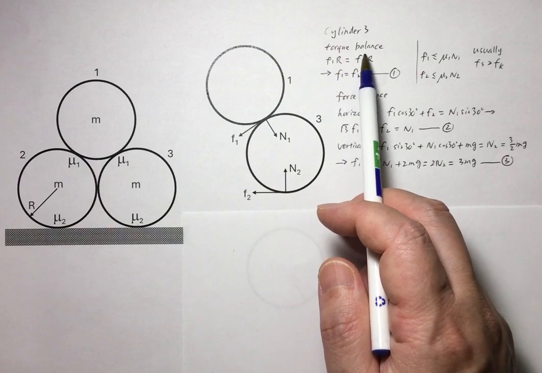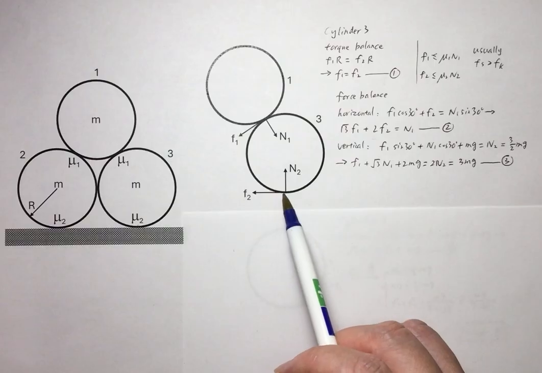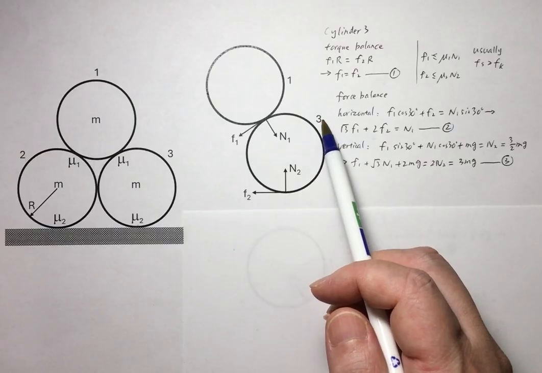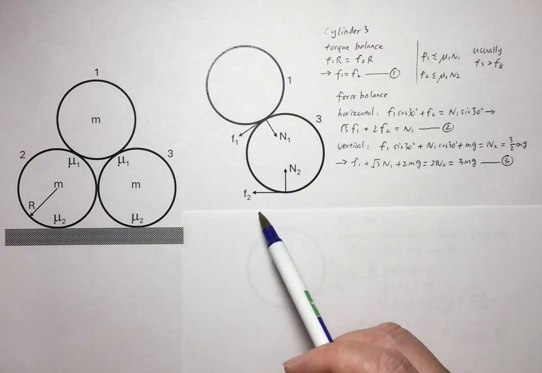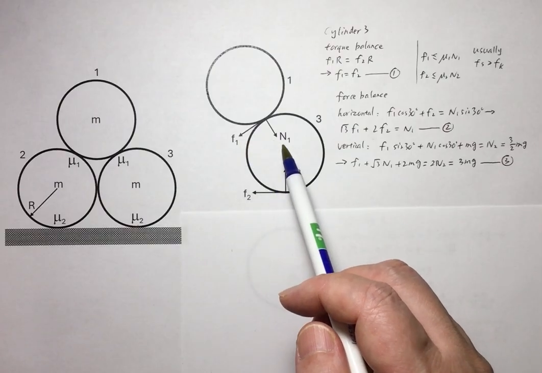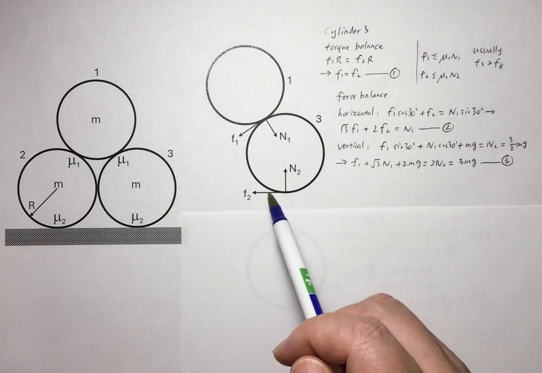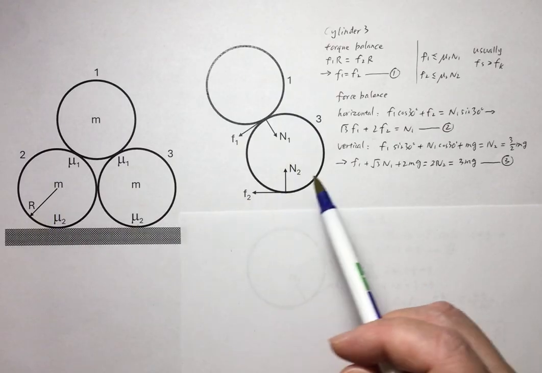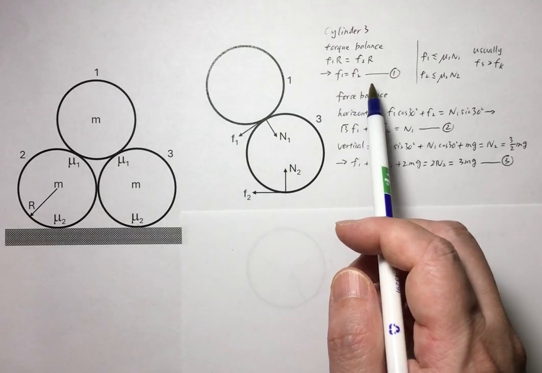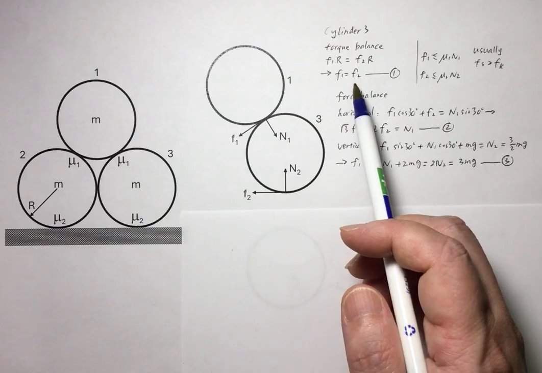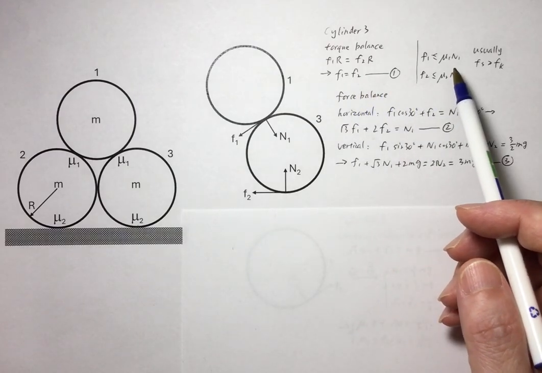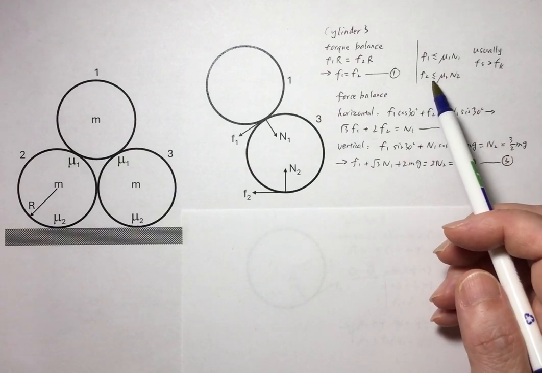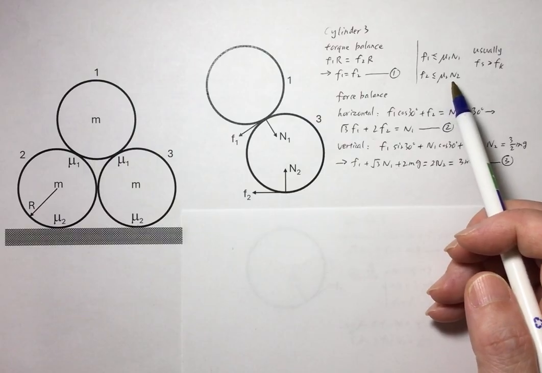So first we look at the torque. The torque should be balanced. So relative to the center of cylinder 3, the torque for F1 will be R F1. For F2 should be R F2. Remember, R is the radius of this cylinder. So we get a first equation, F1 equals F2. F1 should be less than mu1 N1, and same, F2 should be less than mu2 N2.